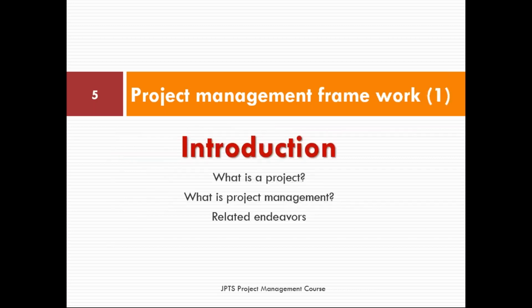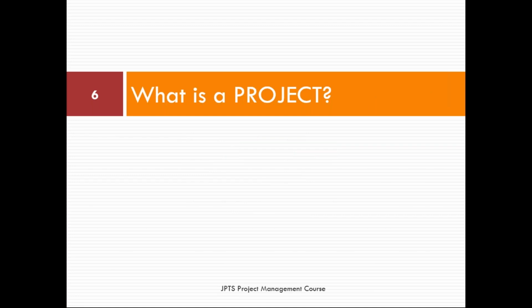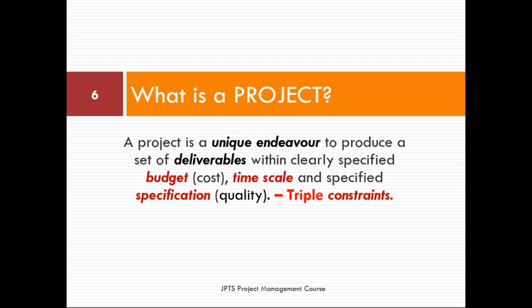So quickly, what is a project? Let's quickly dive into what we have today. What is a project? We simply define a project as a unique endeavor that produces a set of deliverables within clearly specified budget, time scale, and specified specification, which is quality. Now, those three things that are highlighted in red marker are all referred to as the triple constraint. As the class proceeds, I will try and explain what the triple constraint is and why it's so important in managing projects. But basically, let's look at that definition in whole, so that we can understand exactly what I've just defined for us.